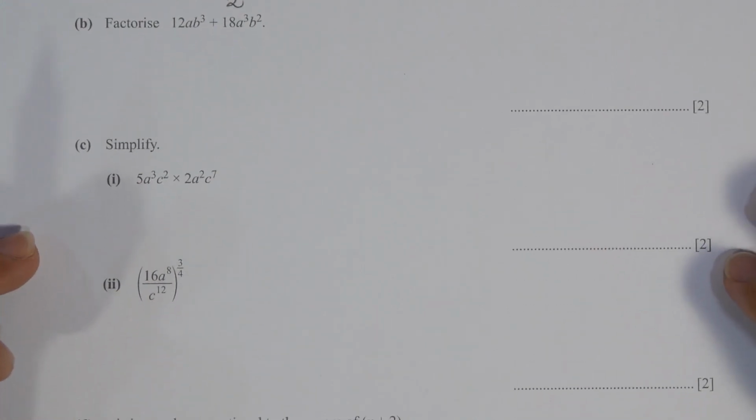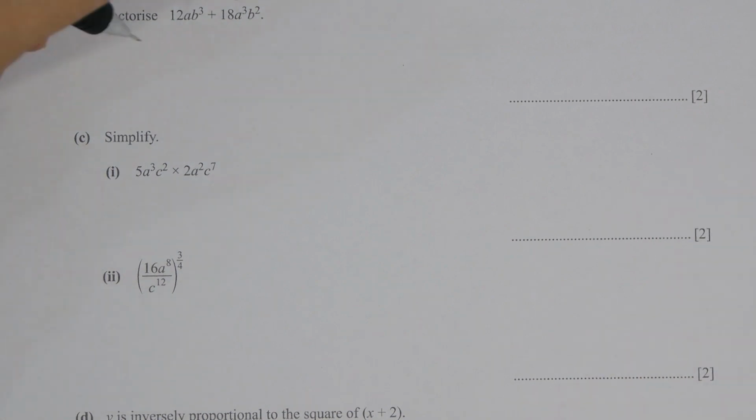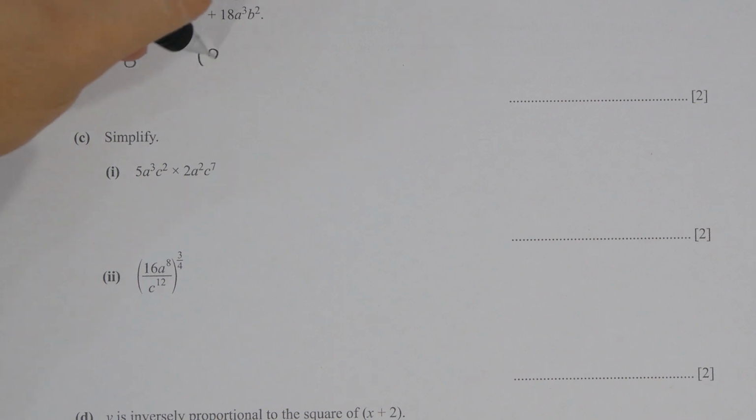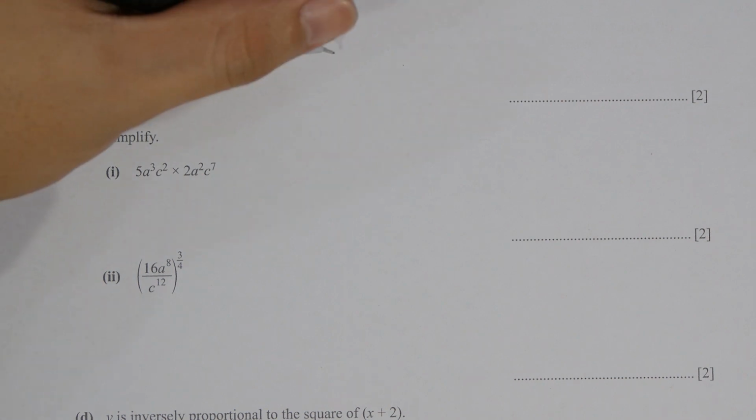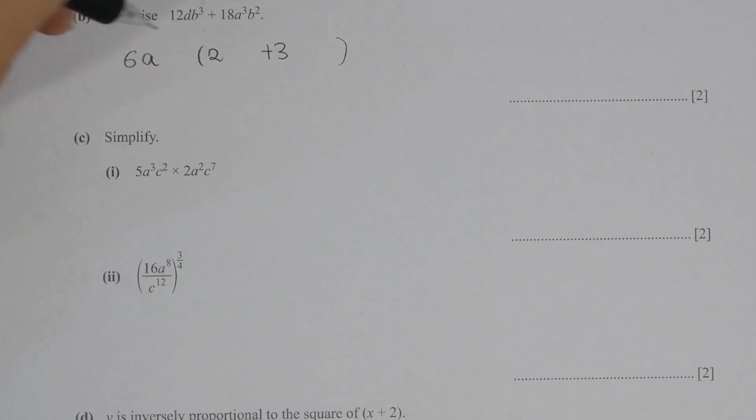So for part B, simply extract the common factor. So we have 6a and b squared. So after the extraction, we will be left with a bracket 2b minus 3a squared.